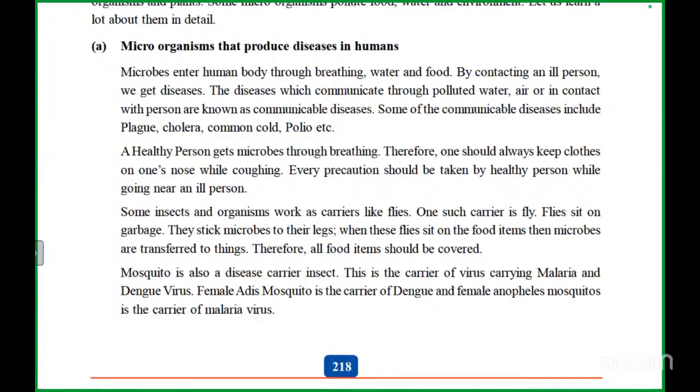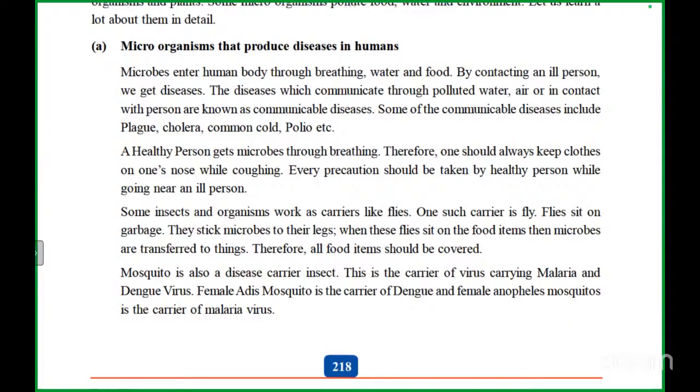Now, a healthy person gets microbes through breathing. Therefore, one should always keep a cloth on one's nose while coughing. Every precaution should be taken by a healthy person while getting near an ill person.